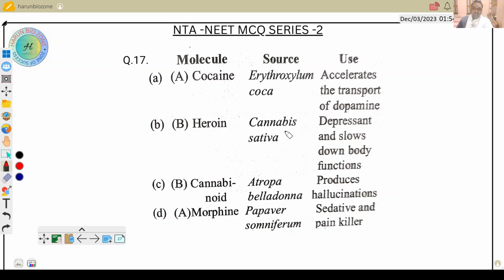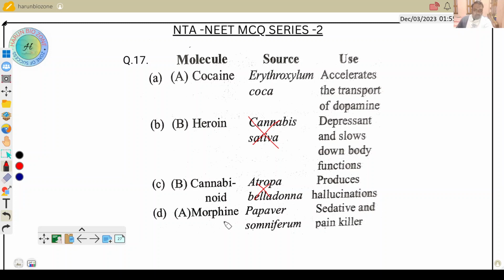Heroin is from Cannabis sativa, no. Heroin is obtained from Papaver somniferum, the poppy plant. So this source is wrong. It is a depressant, meaning it inactivates our nervous system, so the body becomes relaxed and body functions slow down. Cannabinoid, this is also a wrong answer. It is from Cannabis sativa, the cannabis plant, and produces hallucination.